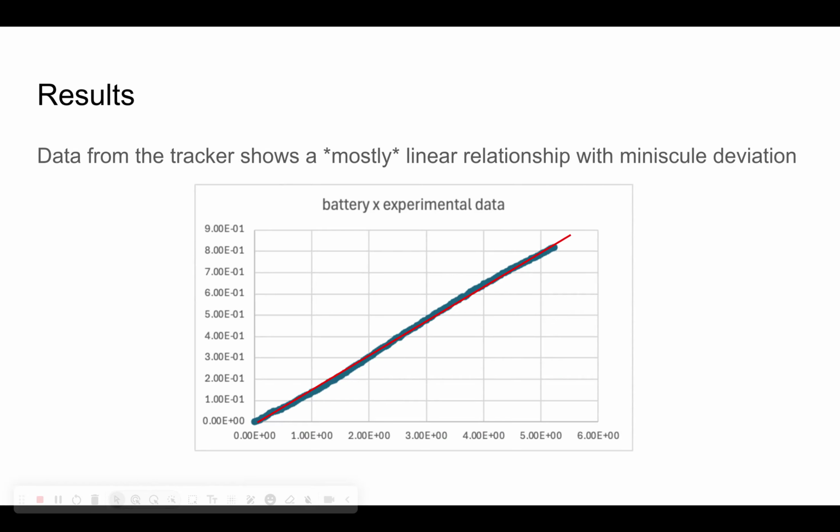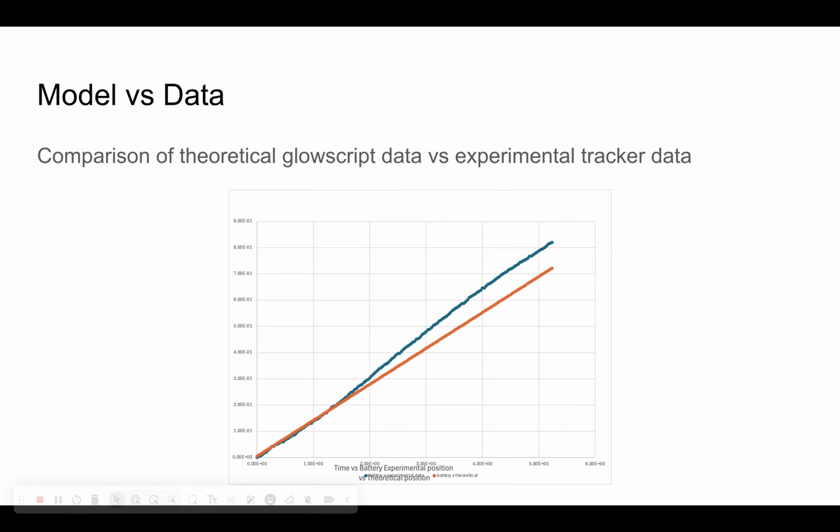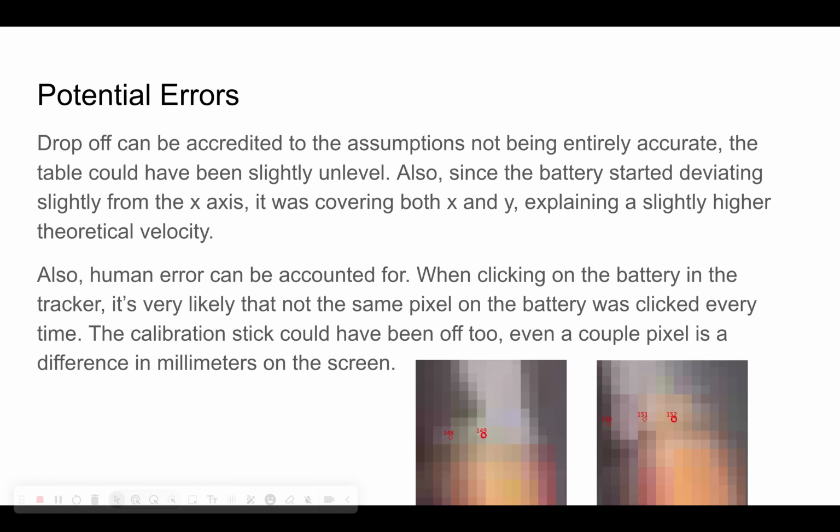So the results from the tracker show a mostly linear relationship with minuscule deviation, and I put a line of best fit in there to show how much it's deviating, and it's really not. And in comparison, we can see that our theoretical is actually a little lower than our tracker data, but it's pretty similar in the sense that they're both straight lines, which supports our assumption that the force is equal to zero. So here are some potential errors.